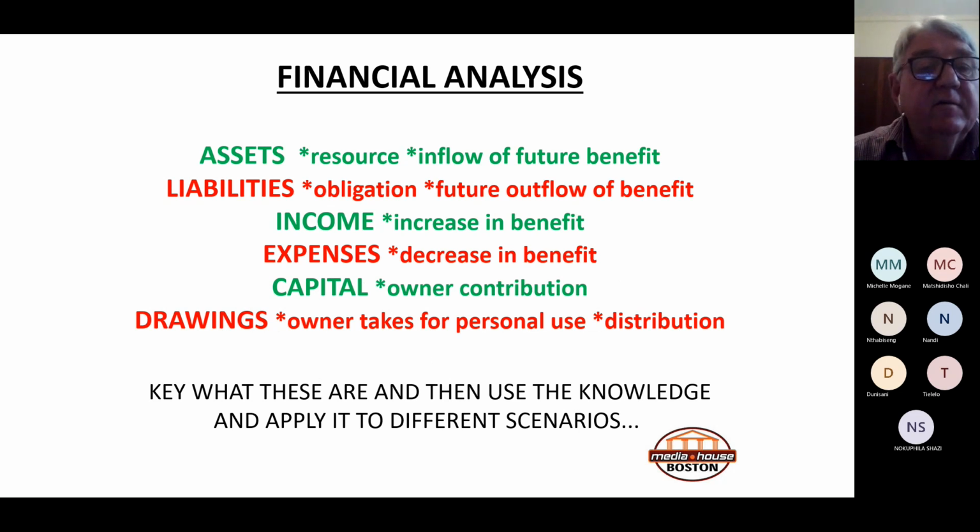Let's just look again at the definitions. Assets, those are resources controlled by a company from past events which will lead to inflow of future benefits. Liabilities, it's an obligation from past events that will lead to an outflow of benefits. Income is an increase in benefits, expenses a decrease in benefits. Capital, that's the owner's contributions.